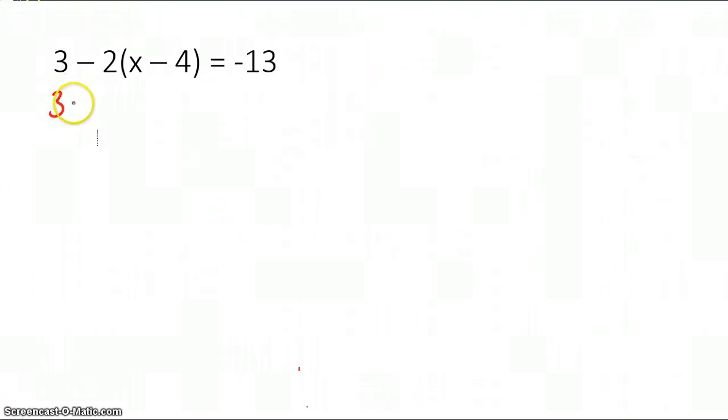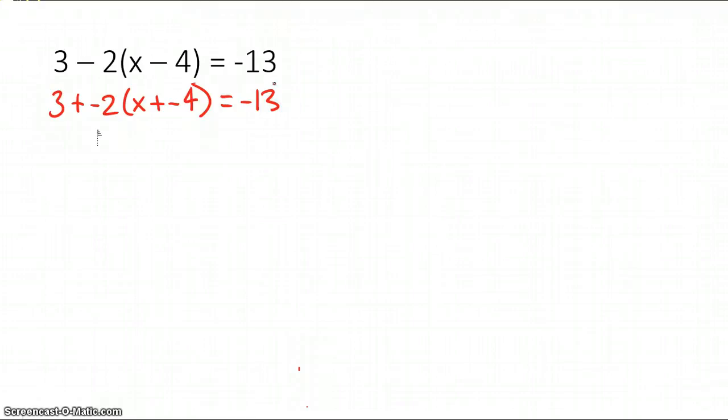So you're going to do 3 plus -2 now, because once you change it to addition, you now have to make the number after it a negative. So you're going to write the rest of the problem the same, except for this part, the 4, which would be changed into a -4 equals -13. So now you're going to distribute the -2 with the x and the -4.